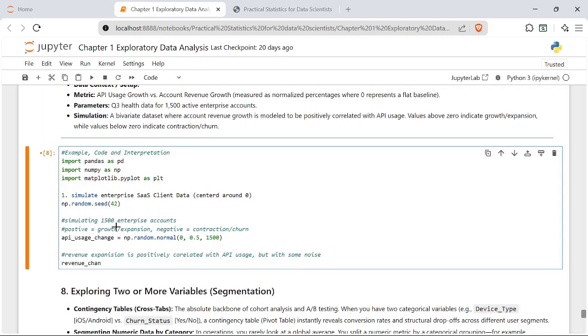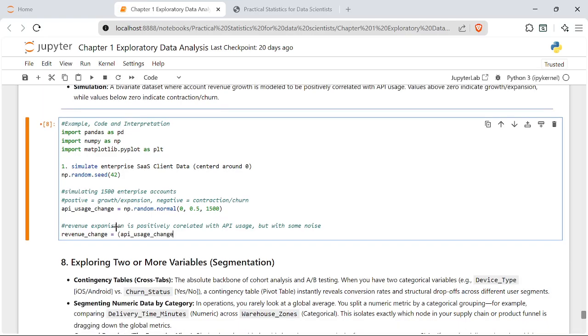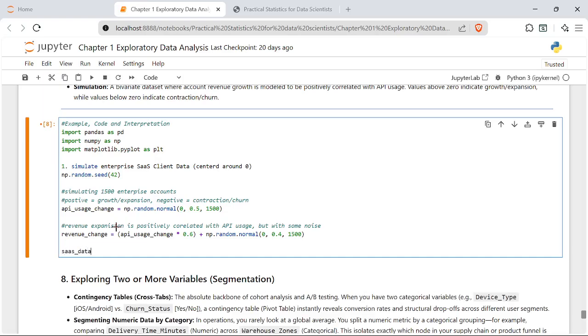Revenue change equals API usage change into 0.6 plus np.random.normal(0, 0.4, 1500). SaaS data equals pd.DataFrame.